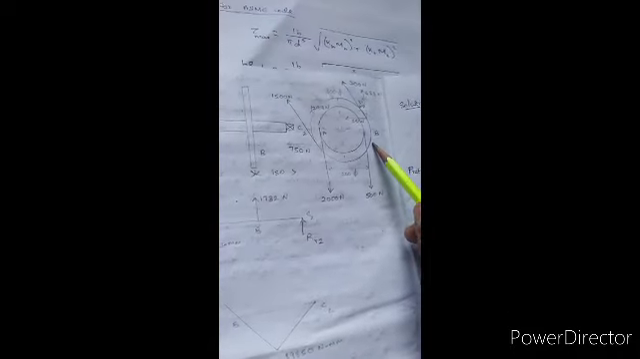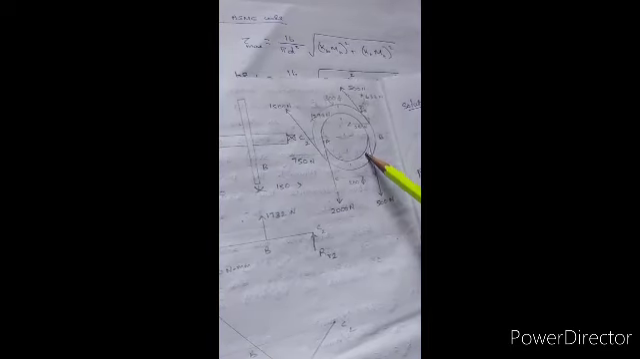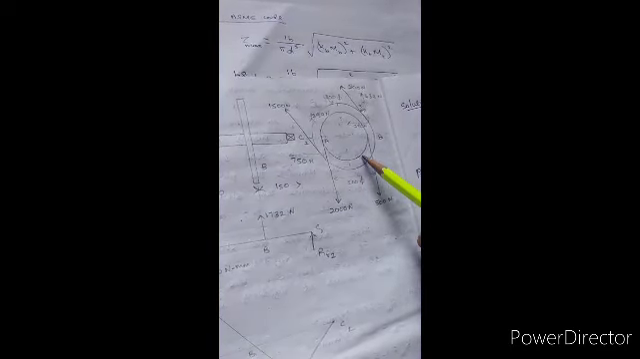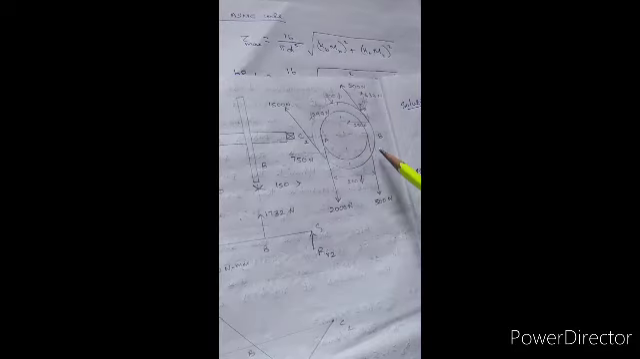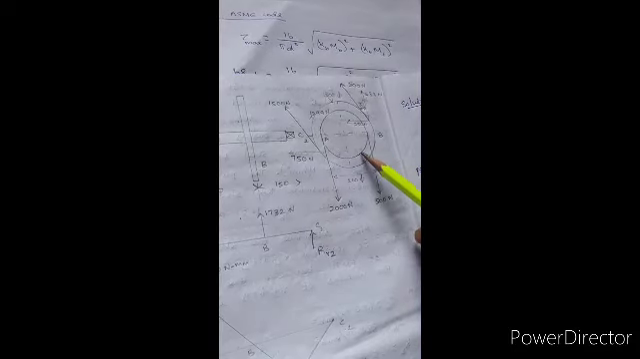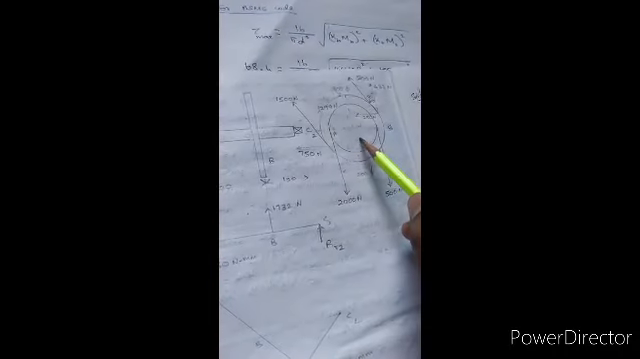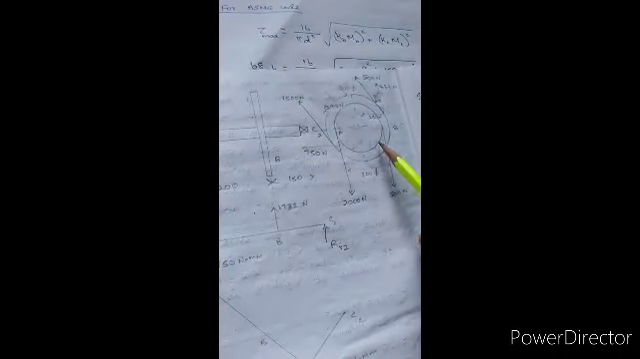Pulley B is having 300 mm dia, and pulley A is having 200 mm dia, okay? Actually here we are seeing the side view of the shaft. So this is the front view and this is the side view, okay? So pulley A diameter is 200 mm and pulley B diameter is 300 mm. This is what is given in the question.